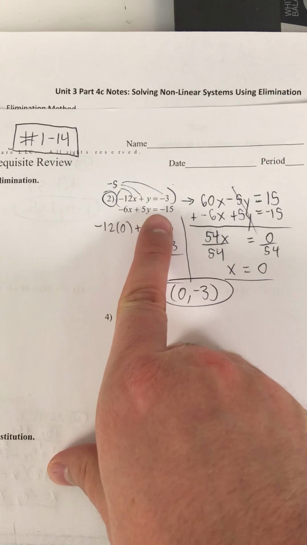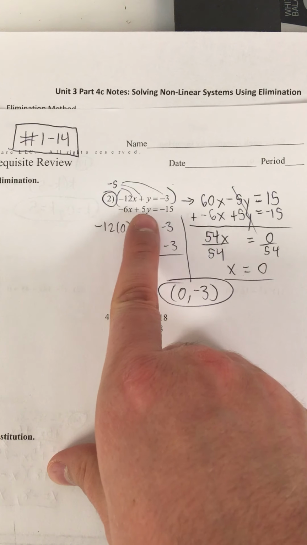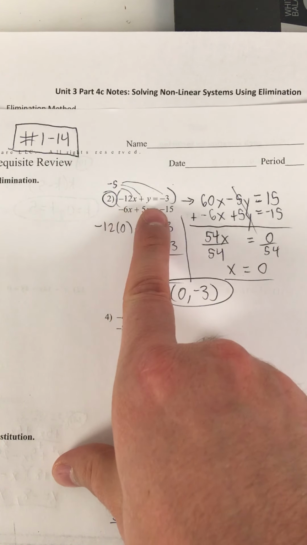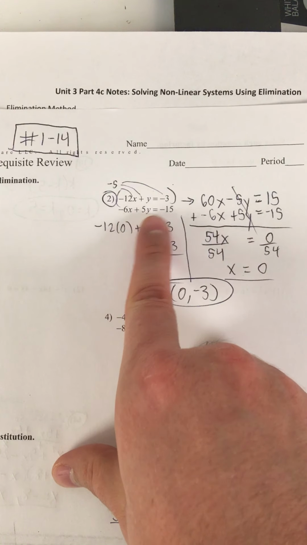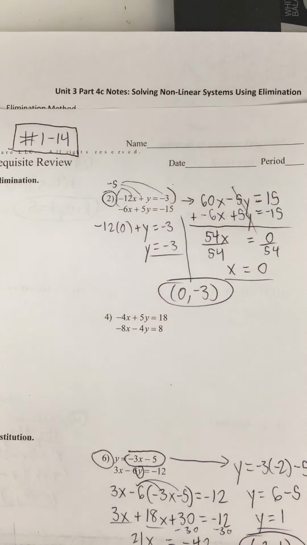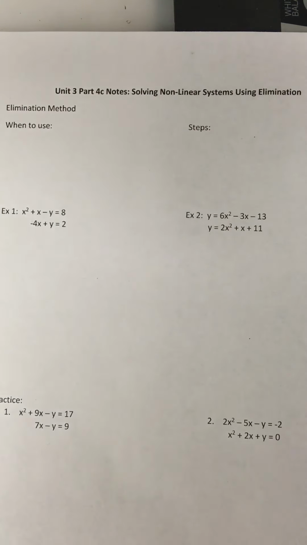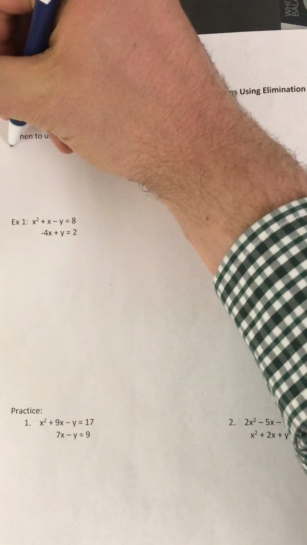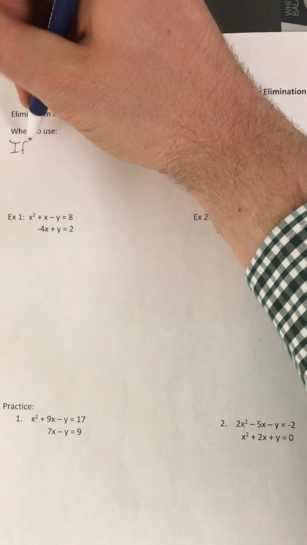Number 2, we used elimination to solve this. What was special about this problem that made elimination easy to use? Everything lined up. And it was pretty easy to just distribute something and cancel a variable. Okay, so that's when I want to use it. So as far as when I should use the elimination method as opposed to the substitution method, I want to use this if everything lines up.